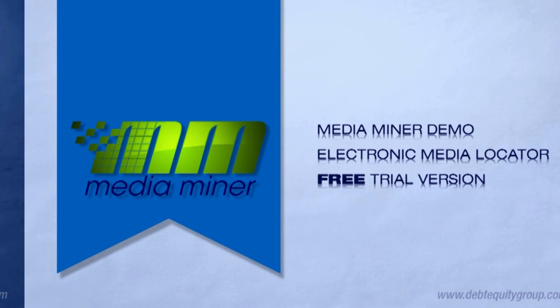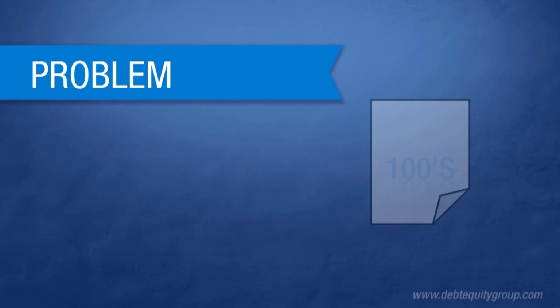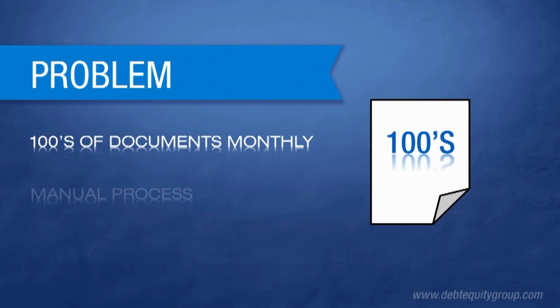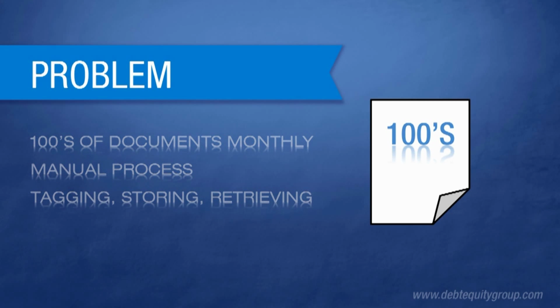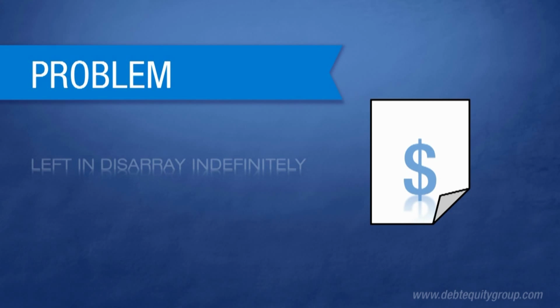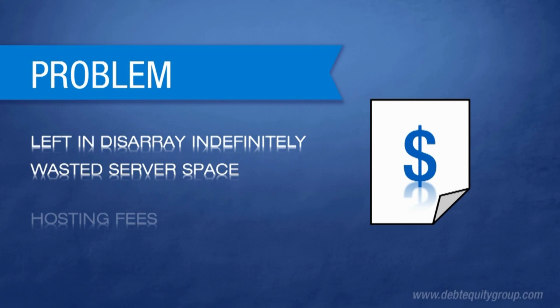First, let's define the problem. Most debt buyers transfer hundreds of consumer applications, statements, titles, liens from the seller to the agency or secondary buyer every single month. For the most part, debt buyers either have to employ a file clerk or manually manage the process of tagging and storing these documents, while other buyers just drop them all into one file location indefinitely.